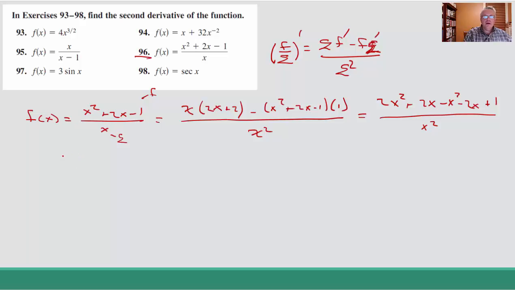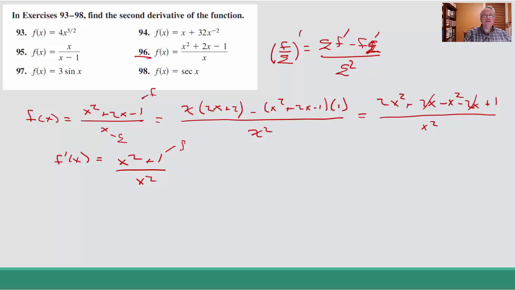And then after simplifying, we get that f prime of x equals, let me see, 2x squared minus x squared would be just x squared. 2x minus 2x is 0, so we have plus 1 over x squared. Okay, so that's the first derivative. It'd be nice to be done, but we're only half done. We have to take the derivative of that. Okay, well, we can do that.